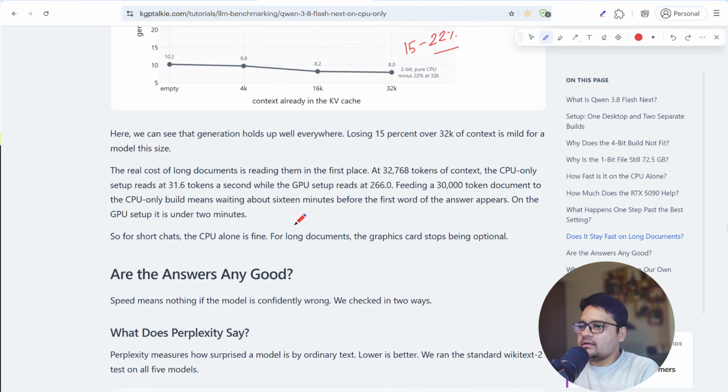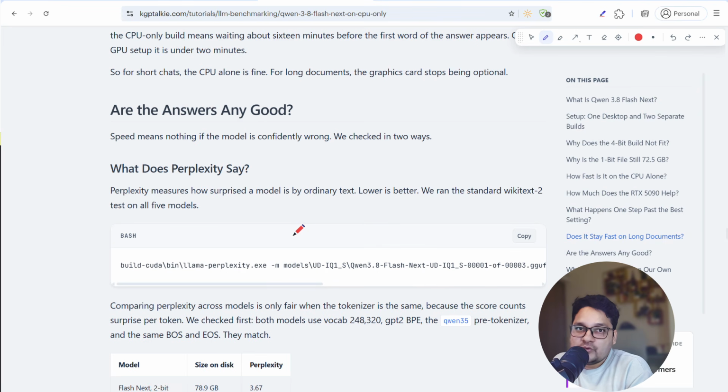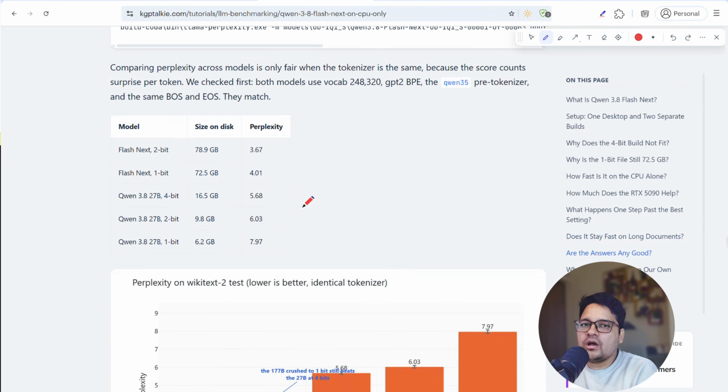Okay, great. Now here is my question to you. It doesn't matter how fast your model is if your model is wrong. So to understand that, I also performed the testing part here. First I did the Perplexity test. Perplexity is going to tell us how good our text generation model is. And to my surprise, this large model, which is compressed to 1 bit and 2 bit, is literally much better than the Qwen 3.8 27B with 4 bit.